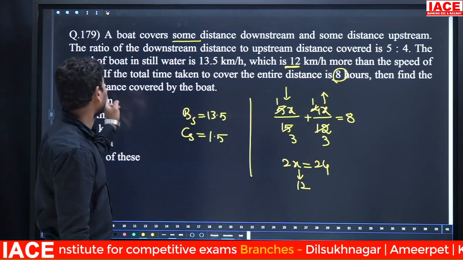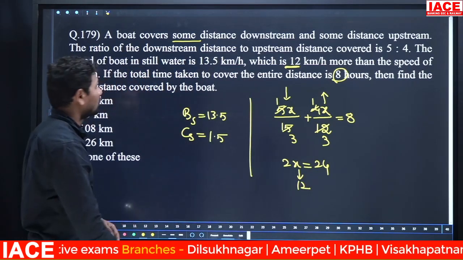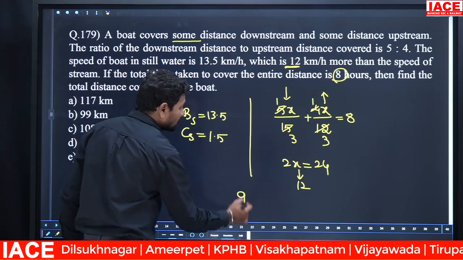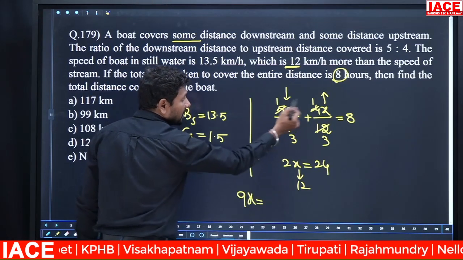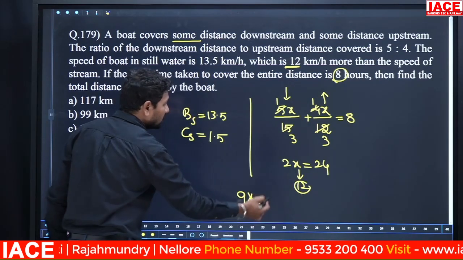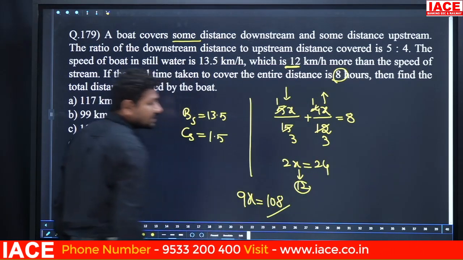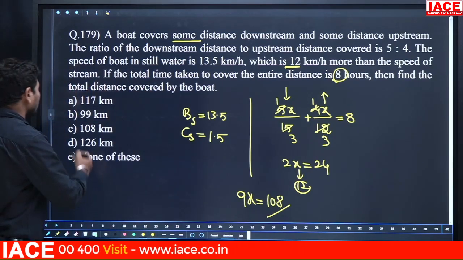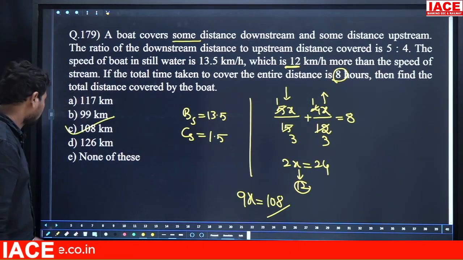Need to calculate the total distance covered by the boat. Total distance means it is 9x. First 5x, next 4x. 5x plus 4x means total 9x. x is equal to, as you already know, 12. 12 times 9 is equal to how much? 108 kilometers the boat has covered. 108 kilometers means option C.